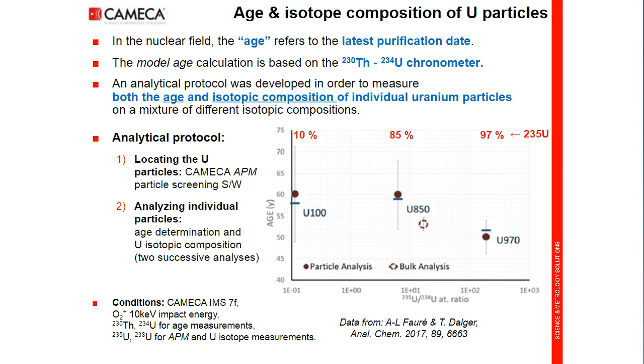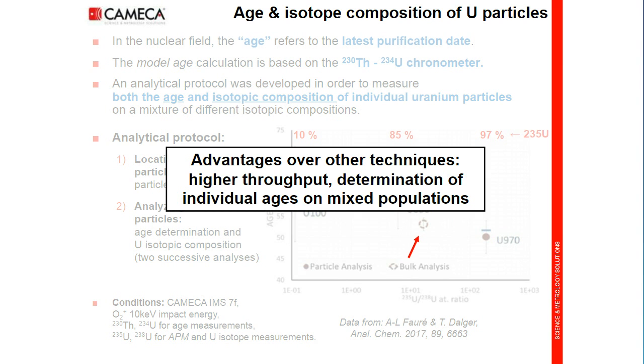The dotted red circle shows estimated results corresponding to a bulk method, that is, the average isotopic ratio and age. ICP-MS and TIMS are the reference techniques used to obtain model ages. However, these techniques require ponderable amounts of samples, so the measured age is the mean of the ages of the different populations of nuclear materials, leading to a false value that would not match the real composition of the sample. The advantages of SIMS over other techniques is its high throughput and the capability to carry out age dating on individual particles of mixed samples.